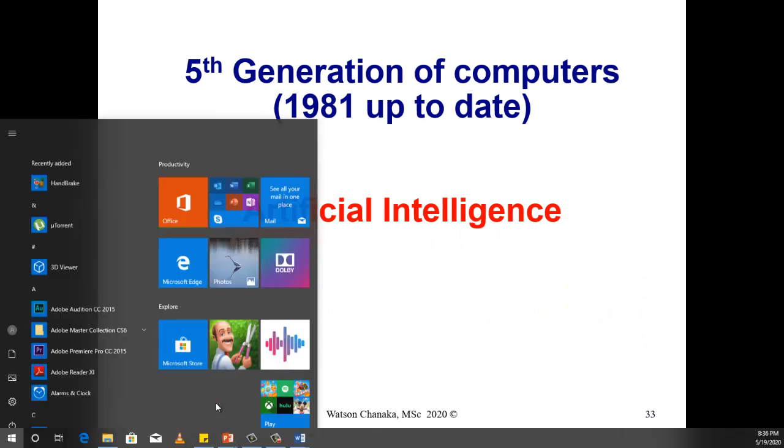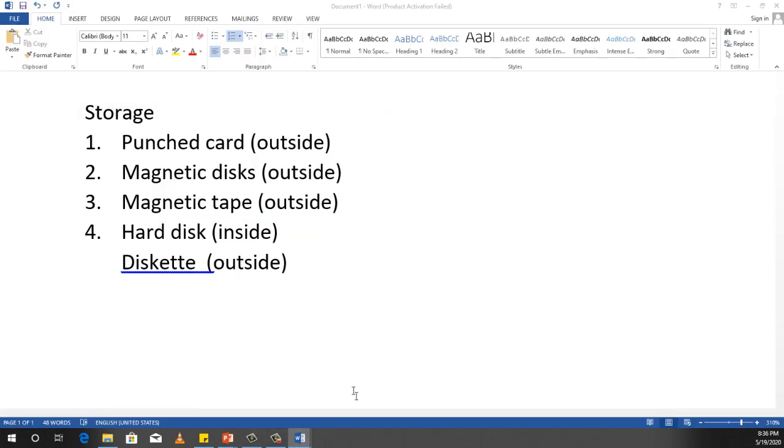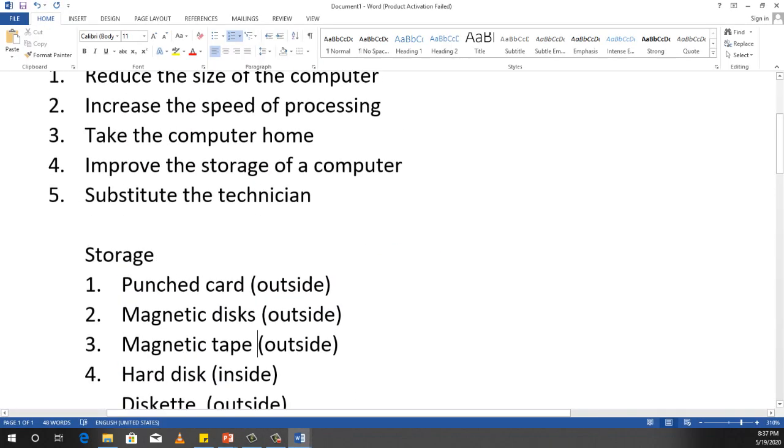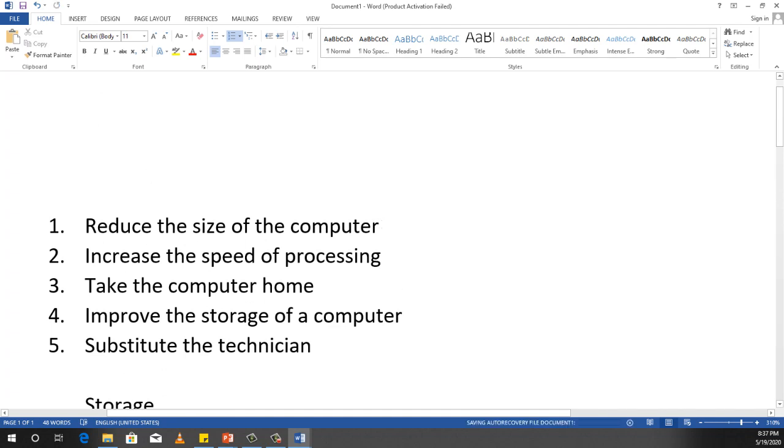So let's go back to the objectives of the scientists. Reduce the size of the computer. In 1981, they managed. Increase the speed of processing. They managed it in 1981. It had very good speed of processing. Take the computer home. In 1981, the computer reached home. Improve the storage of the computer. In 1981, they managed to do it. Substitute the technician. In 1981, they managed to do it.